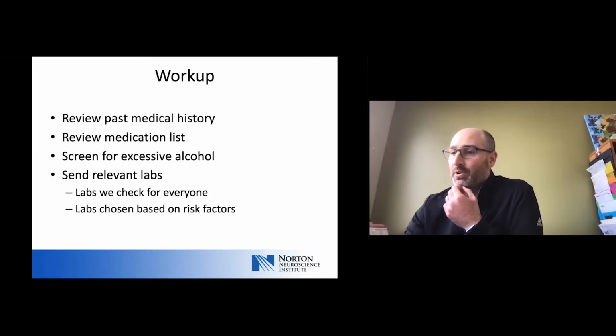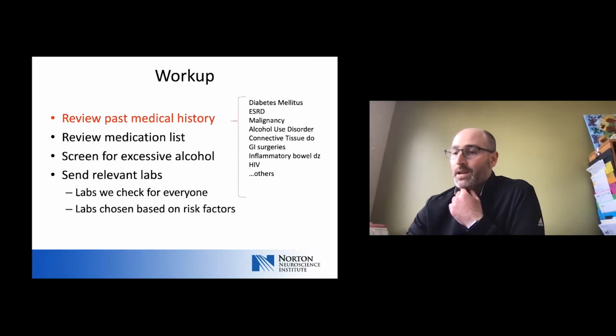So for me, the process of identifying an etiology basically includes the tasks seen here. I like to look at the past medical history for conditions that can be associated with polyneuropathy. List for possibly offending medications. I screen for alcohol overuse. And then I'm going to supplement the history with some labs, including kind of two buckets. So there's a few labs that we would check for all patients because we know they're higher yield, in addition to selected labs based on risk factors.